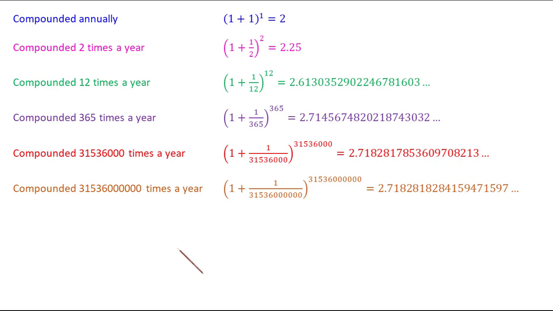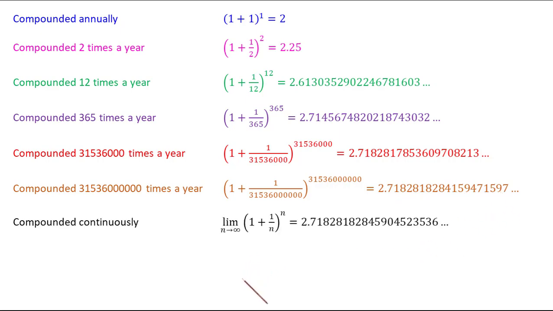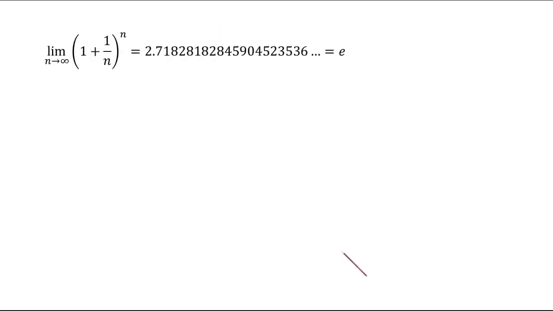And if it is compounded, let's say every millisecond, remember 1000 milliseconds is 1 second, you're going to get 2.718281828415947, etc. And if it is compounded continuously, which means that this number becomes infinitely large, and so is this number, so we are writing limit as n tends to infinity, 1 plus 1 upon n, the whole raised to n. Then you'll be getting 2.718281828459045, etc. And you have guessed this correct. This number is nothing but E.